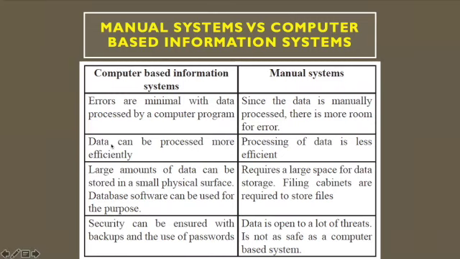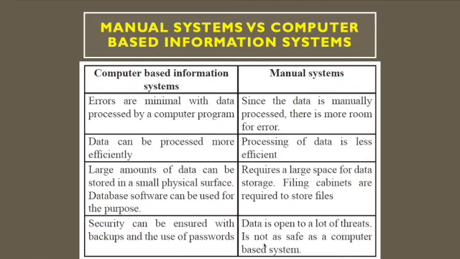Again, in the computer based system, data can be processed more efficiently. You might see in the video how they search the book for data, compared to how efficiently you get it simply, rather than searching the entire book. In the manual system, the processing of data is less efficient. So manual has less efficiency, computer based has high efficiency. Similarly, computer has less error, manual has more error.